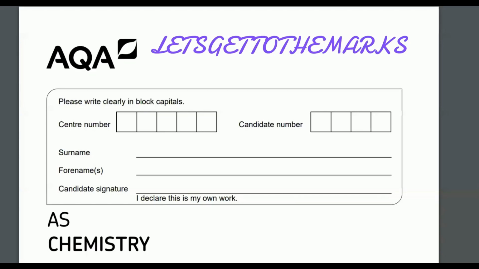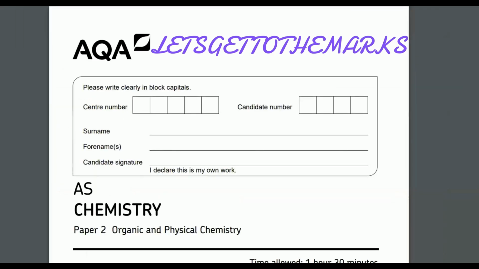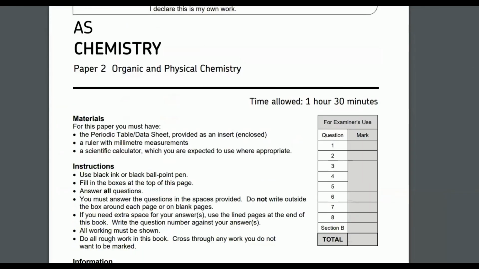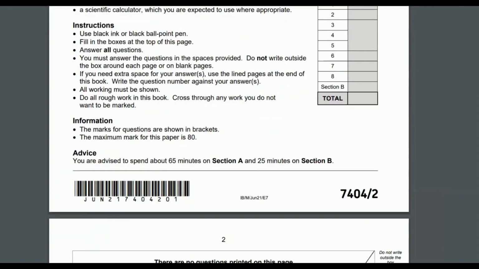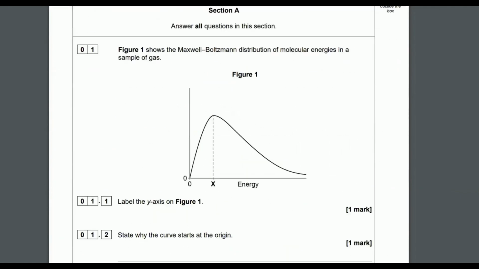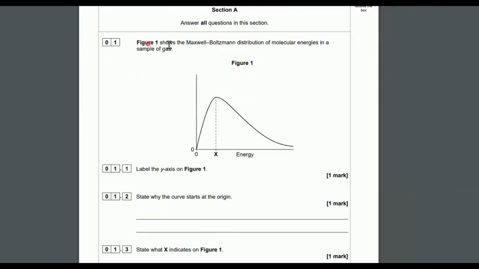Welcome to Let's Get to the Marks, going through the AS Chemistry 2021 Paper 2 Organic and Physical. It's an hour and 30 minutes you've got. There's 8 questions that are long written answer questions, and then section B is the multiple choice. The code is 74042. I'll try and put the link to the paper in the description.